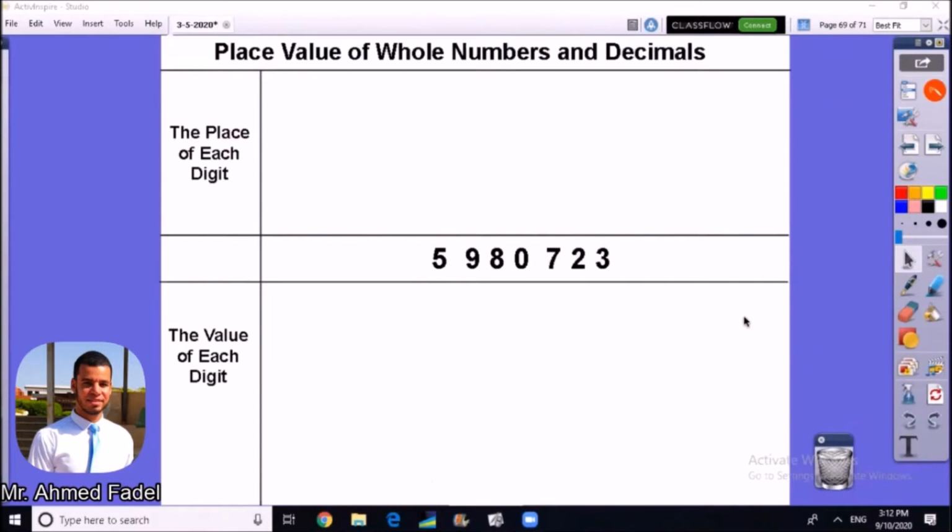In today's video, we are going to have a look at a concept that you already took before in years 4 and 5. But today we're just going to recall it and we're also going to add a few more things to the topic. All right, as you see here, the topic is place value of whole numbers and decimals.